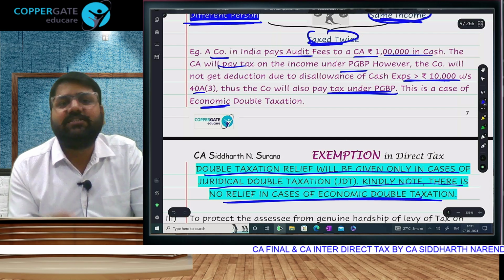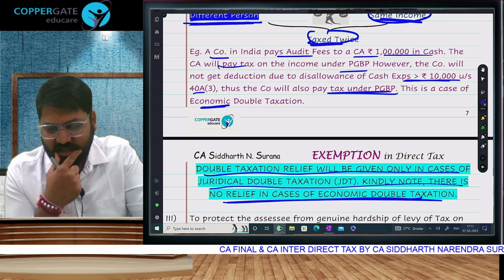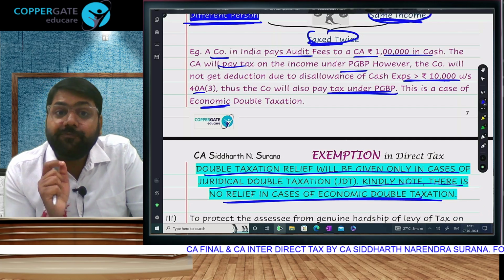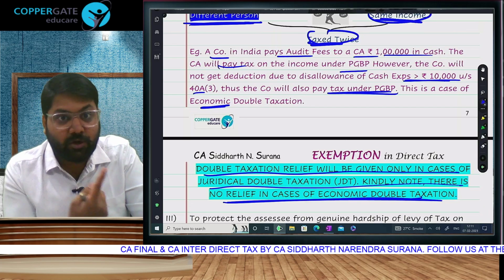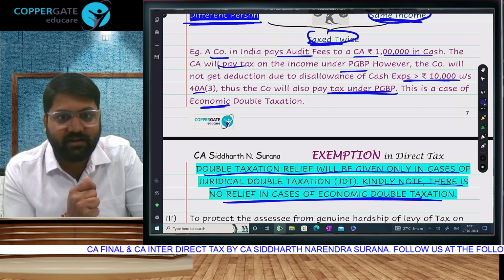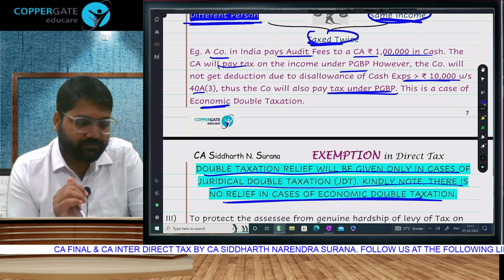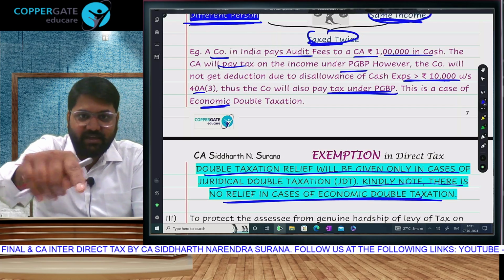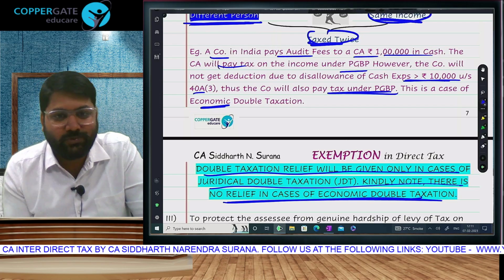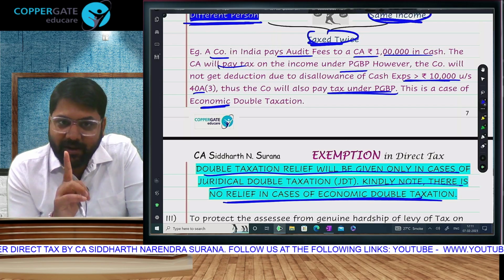If you had paid this by check, then the double taxation would have never arisen. Second, if you think about it that way, agreed, the government is getting tax twice because CA is paying tax and the company is not getting a deduction. But you are not paying twice. You CA, Mr. CA or Miss CA or Mrs. CA, there are so many married students also. You are paying tax only once.